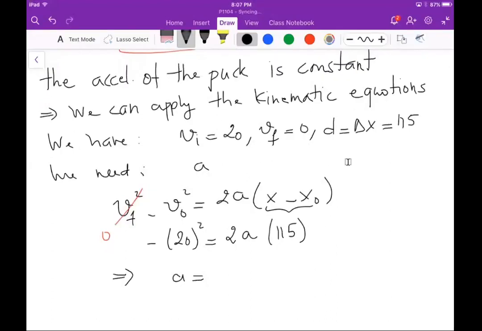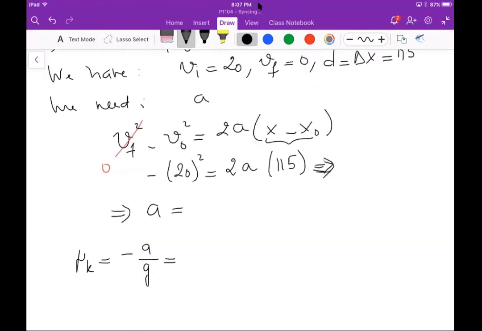So the acceleration is equal to, okay, let me put this back into the equation. Okay, it gives some value. So this would be equal to, okay, so a is equal to, let me just calculate the value. And then from this, we can conclude that mu k is equal to minus a over g, and it's equal to, let me calculate the values.